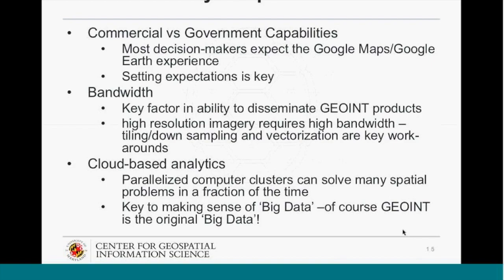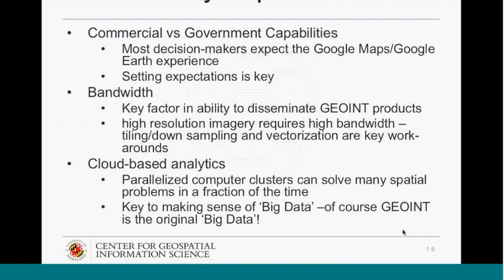So I've always found that setting expectations is the key, right? The user says, I want the Google Map experience for this particular system that you're building. And sometimes your job is going to be to tell them, no, you can't have that, and here's why, right? They probably won't like it, but whatever, sometimes hard words have to come out.